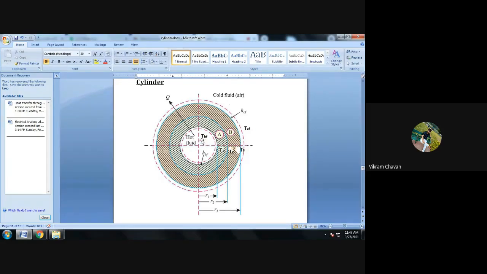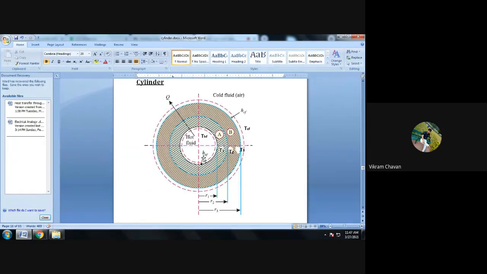The temperature of hot fluid is T suffix HF, and the convective heat transfer coefficient of this particular hot fluid to the internal surface of A cylinder is H suffix HF. Convective heat transfer coefficient of this hot fluid to the internal surface of A cylinder is H suffix HF.